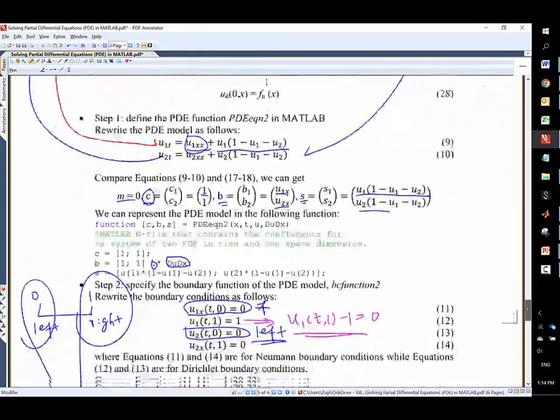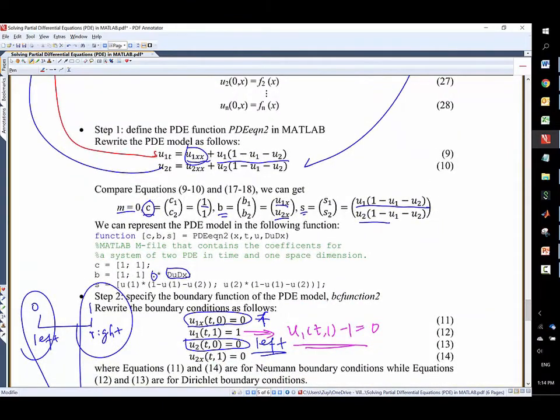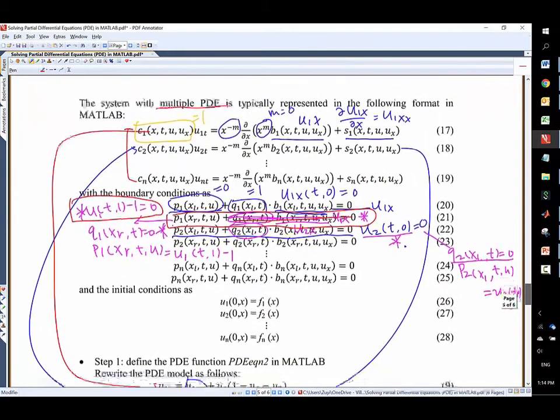Okay, now the last one is u2, right? It's also the right-hand side, but for variable 2, so we get u2x equal to 0. So we get this equation. Now remember, this b1 is equal to what? b2 equal to u2x. So therefore, to keep u2x, we should keep q2 srt equal to 1. So similarly, we don't have anything other than u2s.